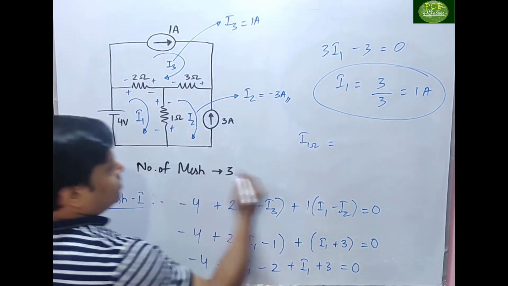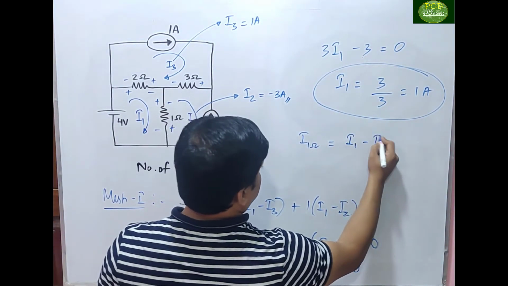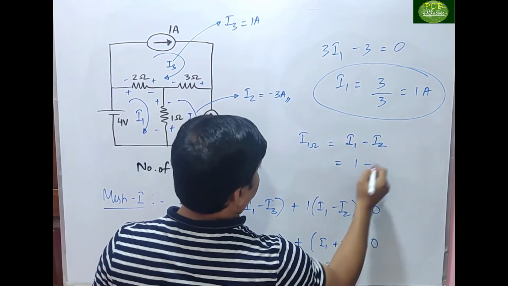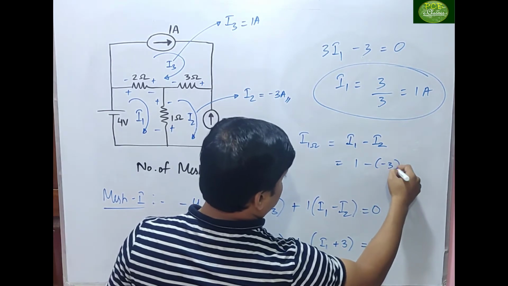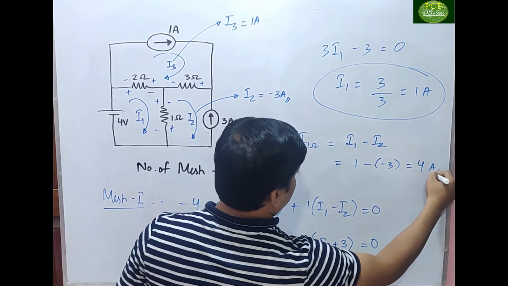So what is the current flowing here? I1 minus I2. What is I1? 1 ampere. What is I2? I2 is minus 3. So 1 minus minus 3 equals 4 ampere.